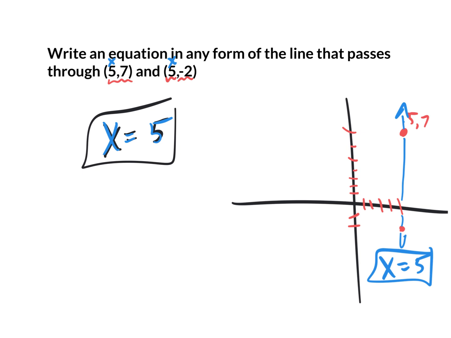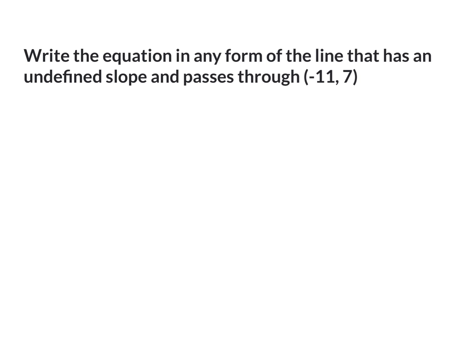Now, if you did not notice that, and you're like, okay, I do y2 minus y1 over x2 minus x1, you're going to see that the slope is undefined. You get a 0 underneath, which means it's totally vertical, which you should be able to get to the same place anyway. Moving on to another.